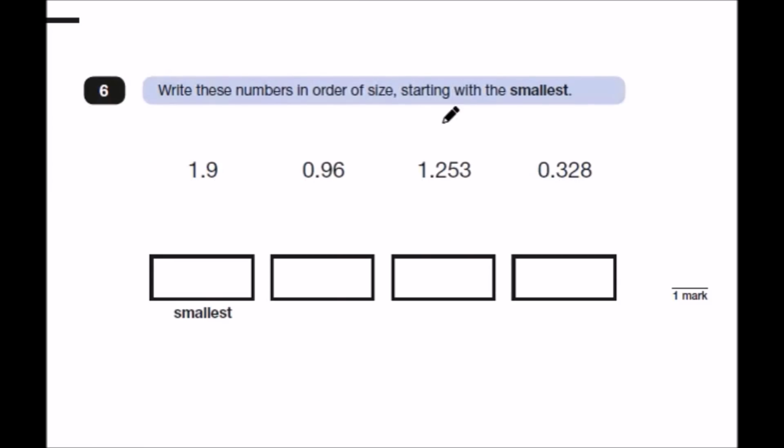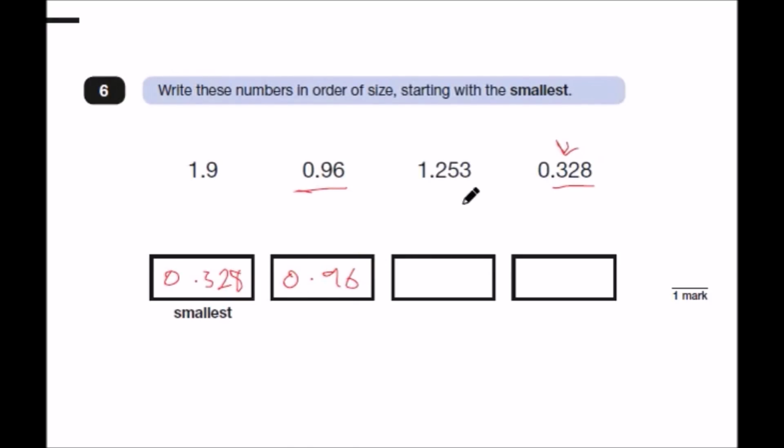Number 6. Write these numbers in order of size, starting with the smallest. The way I do it, I just look at the first whole number part before the decimal. So we have a 1 point something, a 0 point, a 1 point, and 0. So the only numbers that will be the smallest would be one of these two. Now we look at the next stage here. We see which is smaller. We've got 9 and 3. So clearly 3 is smaller. So this must be the first, 0.328. That means this one, 0.96, must be the next smallest.